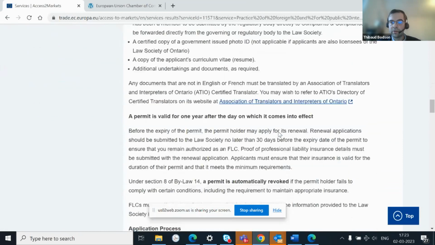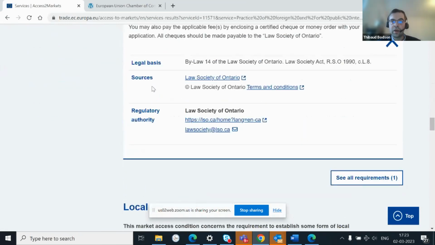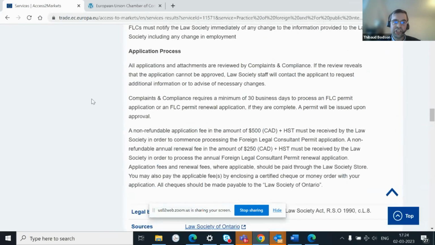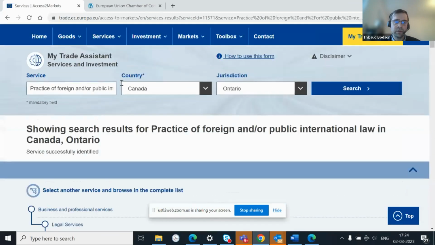If you scroll down, you will see also that by clicking here on the arrow, you get more information with respect to the legal basis from which the specific information has been extracted, the source, as well as the regulatory authority in charge of the provision of legal service in Ontario, and the contact details. So that's in a nutshell how you can use My Trade Assistant for service and investment.